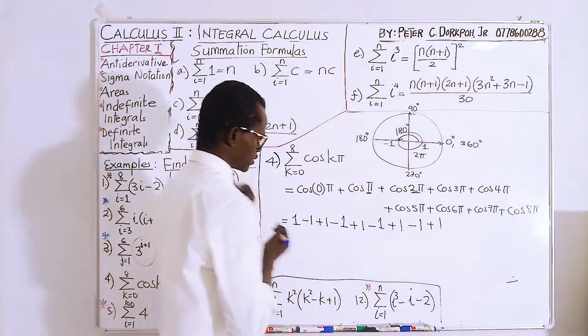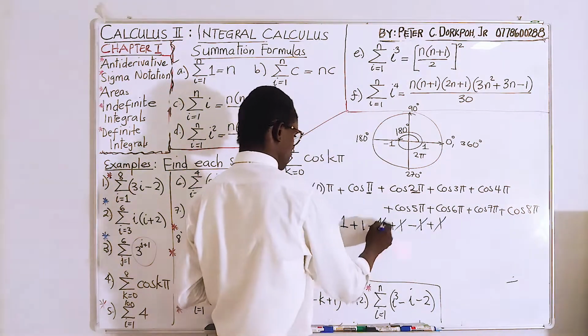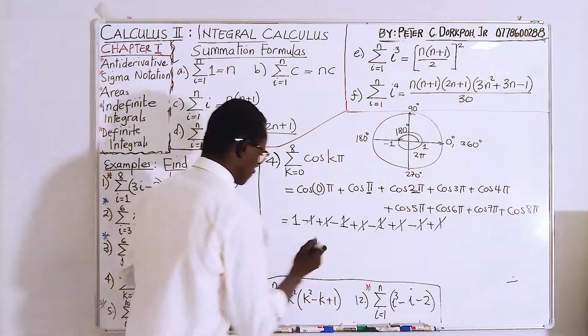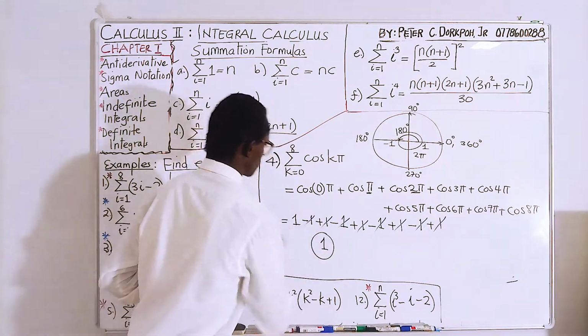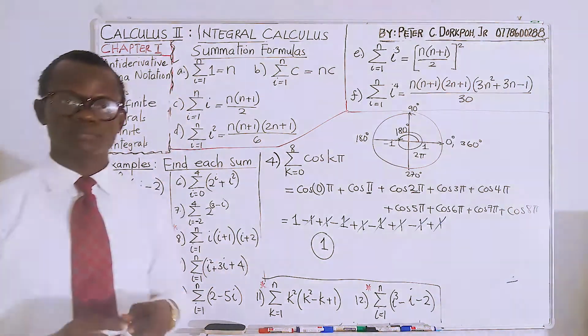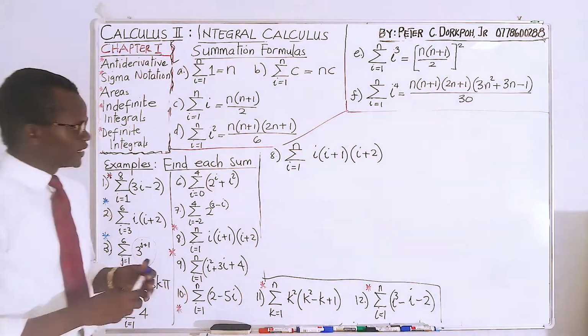So let's do the cancellation. This carries this out. This carries this out. This carries this out. This carries this out. What are you left with? You're left with positive 1. So it means the sum for this now is just positive 1. Now let's do question number 8.